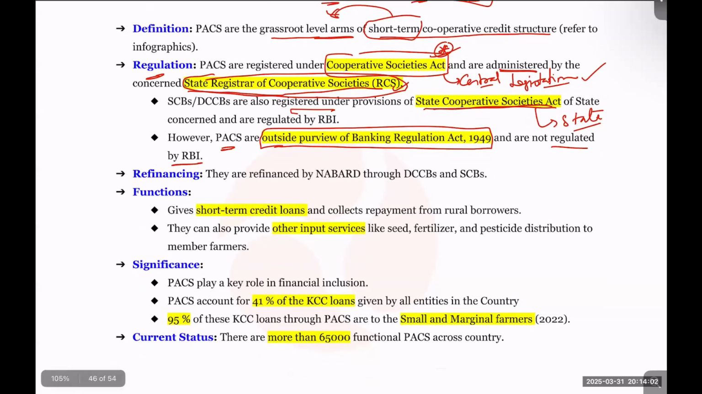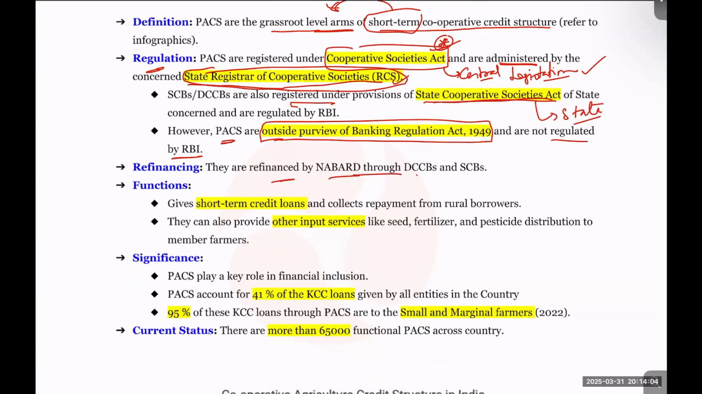Now, refinancing: they are refinanced by NABARD through DCCBs and SCBs, the state cooperative banks. We have already talked about the district central cooperative banks and the state cooperative banks. These banks are given finance by NABARD, and then these banks pass on the loans to the primary agriculture credit societies in order to give short-term credit loans to the farmers, and that is their function, as we have already talked about.